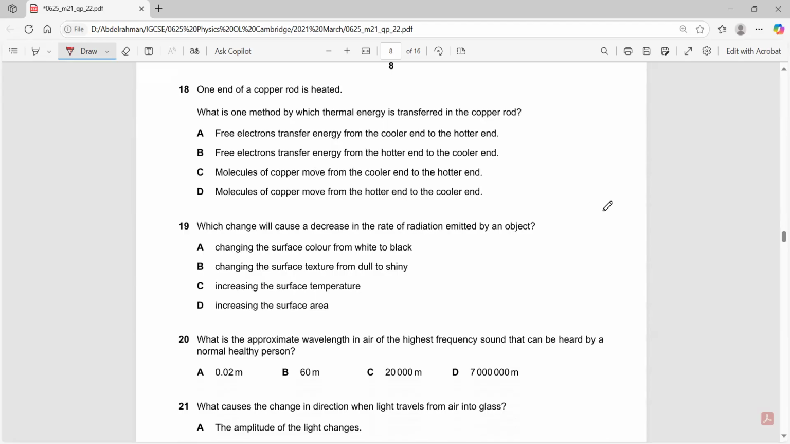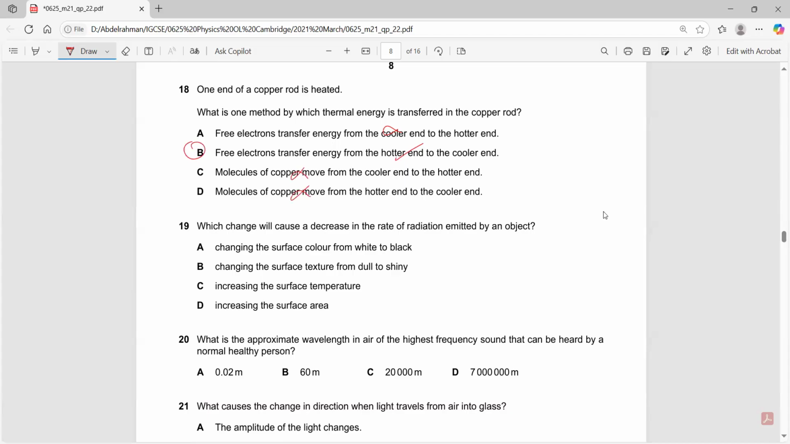One end of a copper rod is heated. What is one method by which the thermal energy is transferred in the copper rod? In the copper rod, free moving electrons transfer energy from the hotter end to the cooler end. Yes. The molecules do not move.